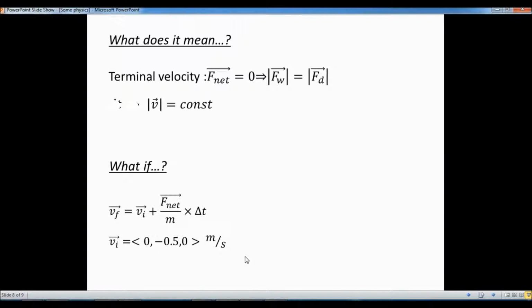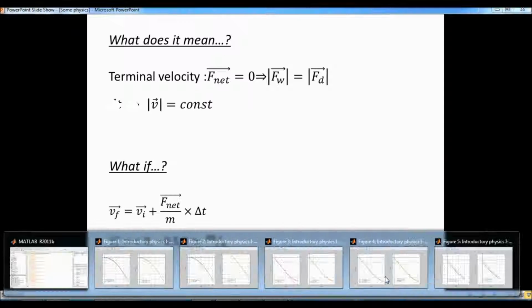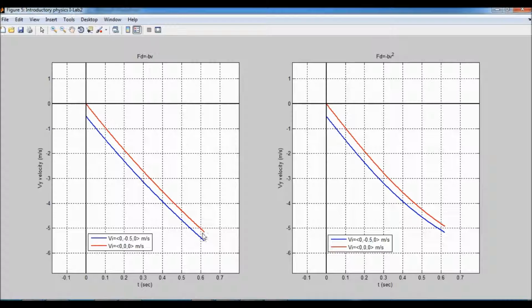What if? Let's apply an initial velocity to our model, this value, and see what will happen. As a result, velocity is transposed by some factor. This graph has initial velocity equal to 0, and this graph with a blue line has initial velocity this value. But we must be careful because this transposed factor is not equal to the initial velocity.